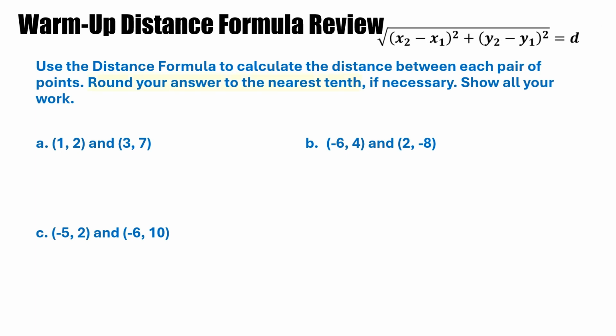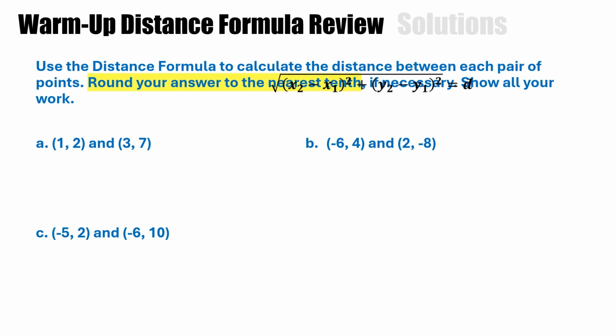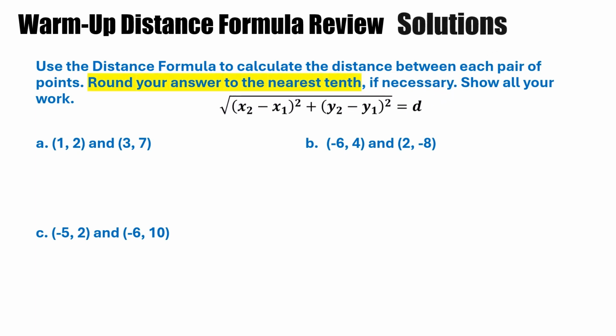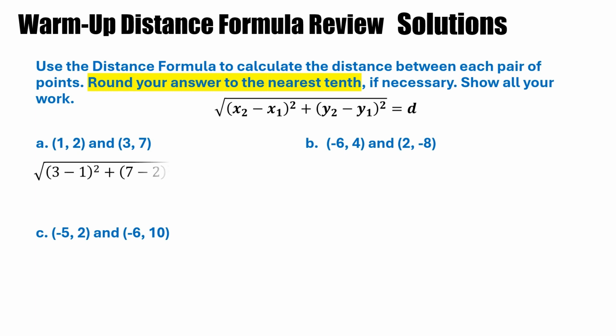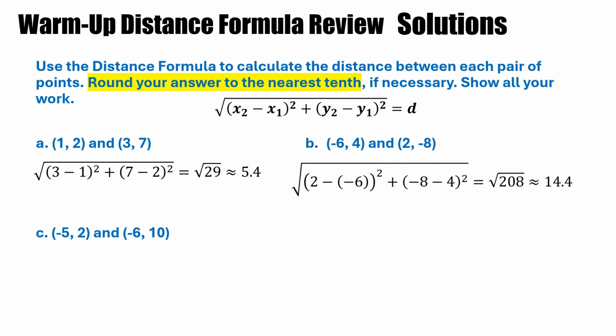For each of these problems we will follow the same steps, which are to substitute or plug in the numbers to the formula, then simplify the expression, and calculate and write the answer rounded to the nearest tenth place. For the first problem, the distance is equal to 5.4. For the second problem, the distance is equal to 14.4. And for the last problem, the distance is equal to 8.1.